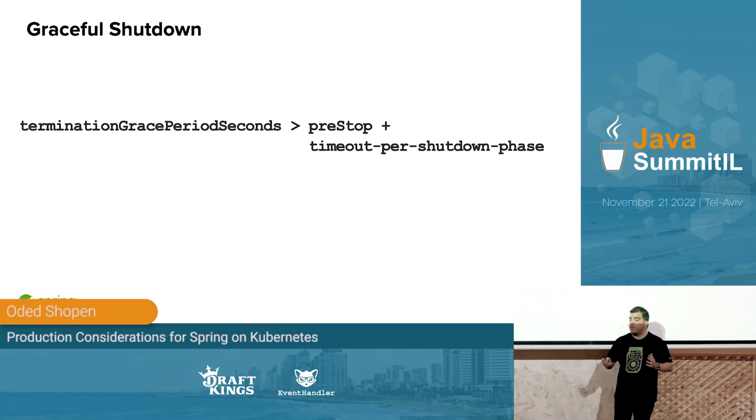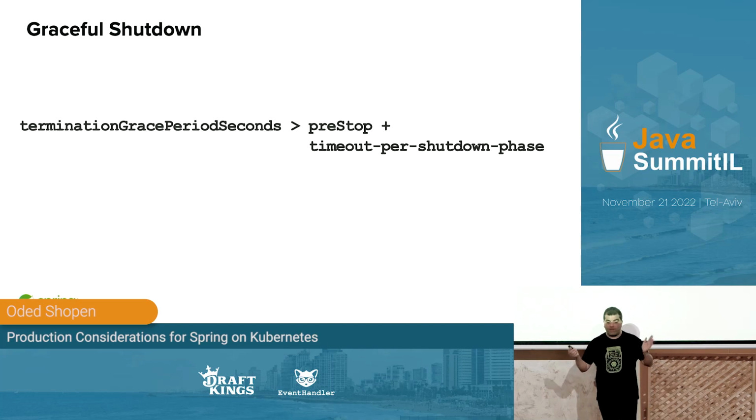The important thing to know here is that the termination grace period's value has to be higher than the sum of the pre-stop and the timeout per shutdown phase. Otherwise, your pods will just be killed 24/7, and you won't even understand why that is, okay?